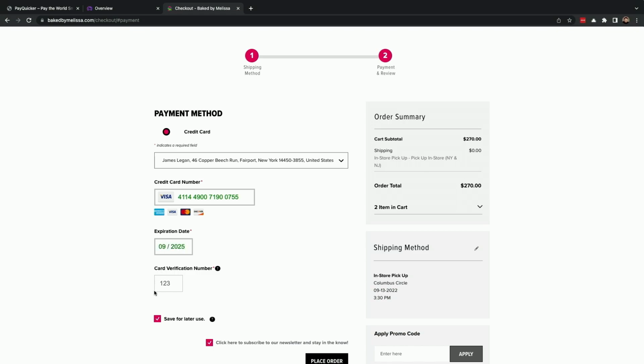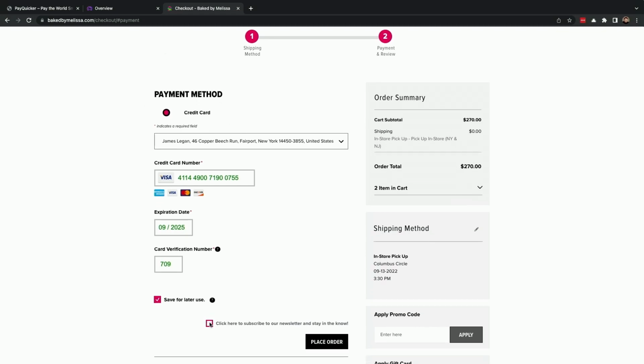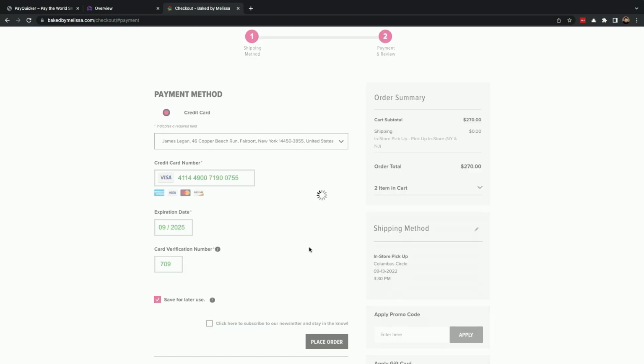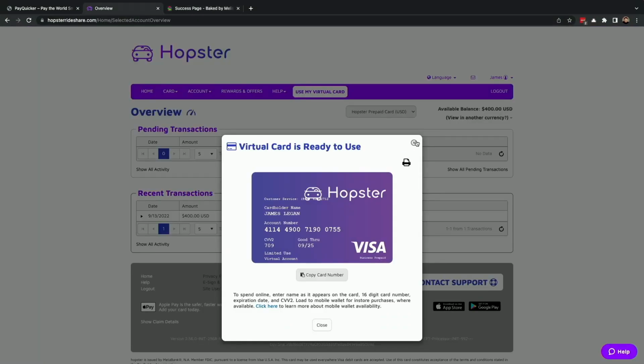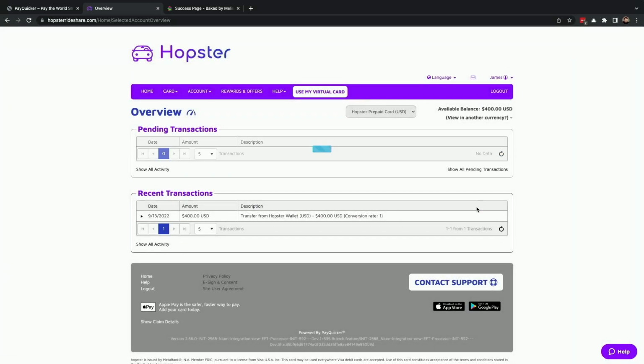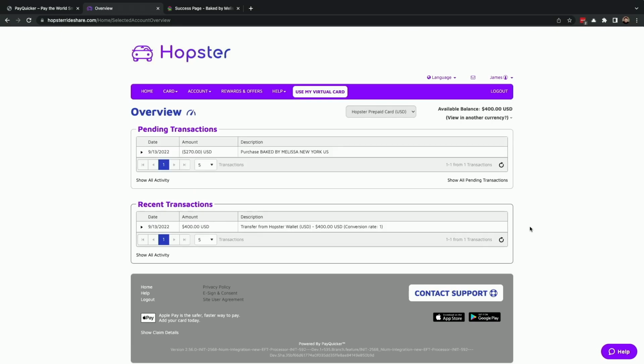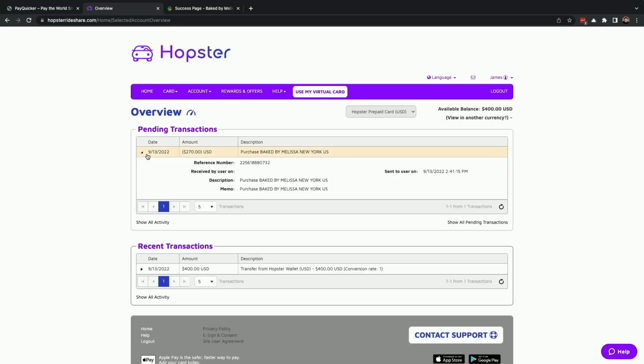What we lastly want to show on the background, though, is all of this happening in real time. So he's done this transaction here for the $270, bought the cupcakes, and now we're going to go back, and we're going to show this immediately in his account at Hopster through the APIs that have been transferred over. Essentially, you're going to see that purchase of $270.